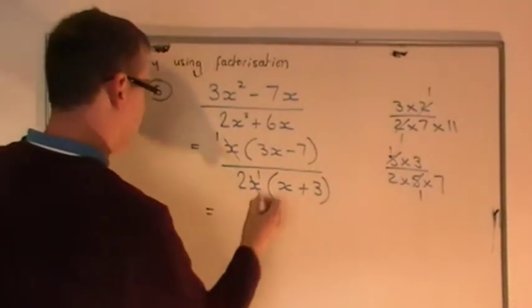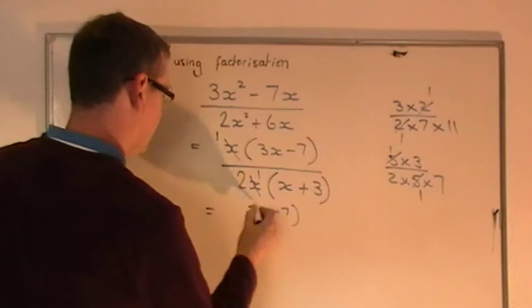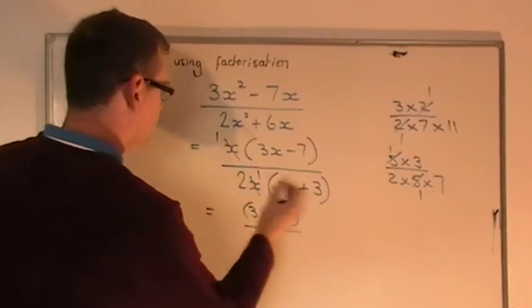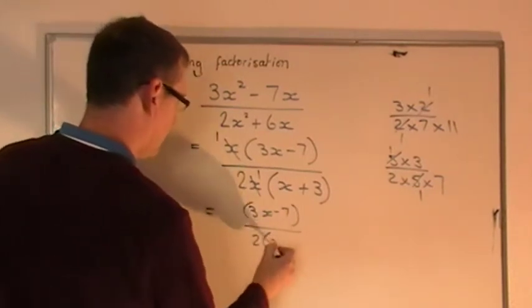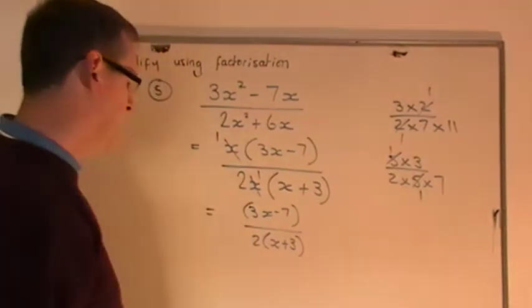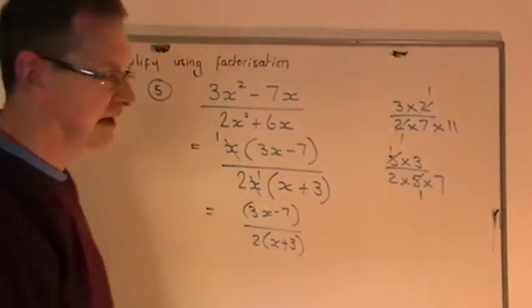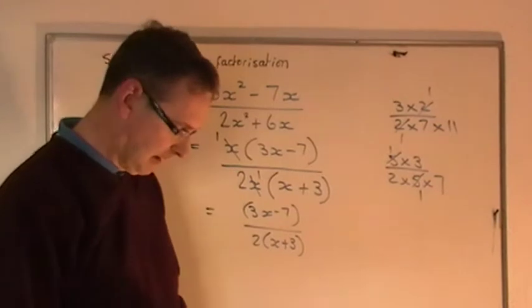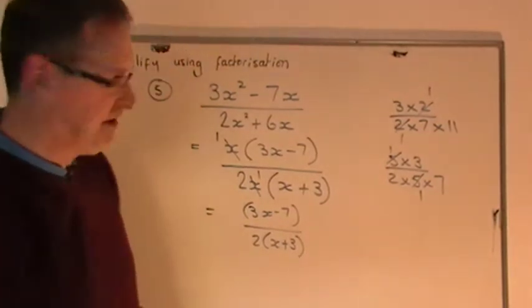So the answer is 1 times 3x minus 7, 3x minus 7, all over 2 times x plus 3. So you'll have two lots of x plus 3 on the bottom. And that's the end of the question. Okay. Number 6, last one.